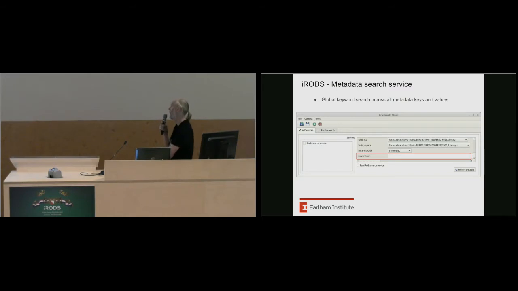We also have a search terms box. So part of the metadata search service is you can type in any sort of substring, and it will go through all the keys and through all those values and try and find matches and pull those back. The idea being that you might be looking for a particular term, but you don't know what metadata key it is associated with. Well, now you don't need to, so we can pull that back.